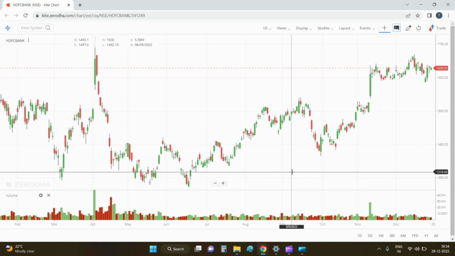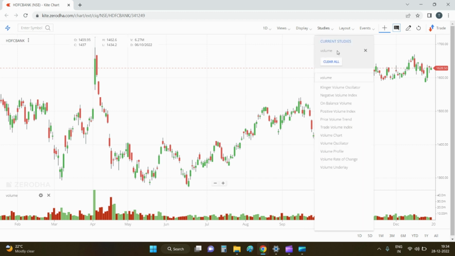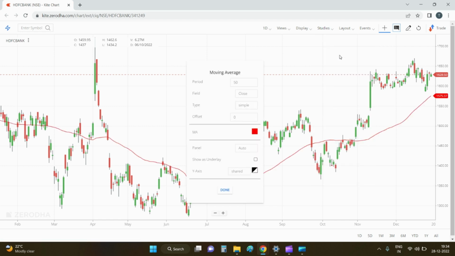Okay, so now let's move to our next indicator, that is moving average. We'll remove this volume, then click here and type moving average. You can see moving average deviation, moving average envelope, rainbow moving average. As I told you, there are thousands of indicators available. So we'll click on this moving average. It is now going to the settings, showing the period.